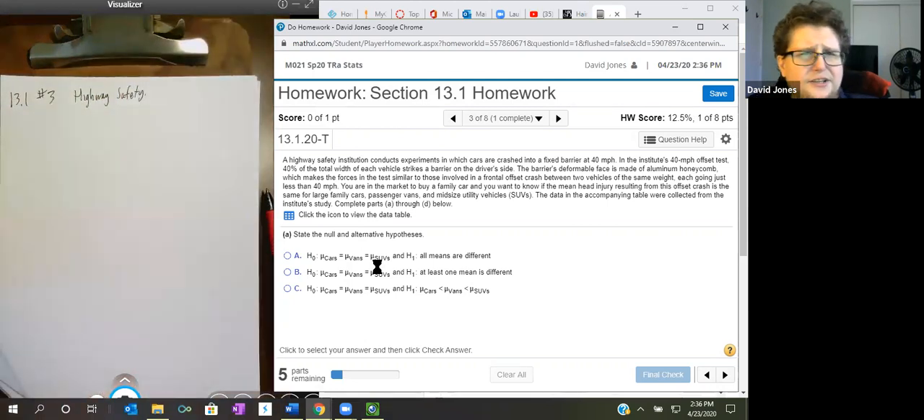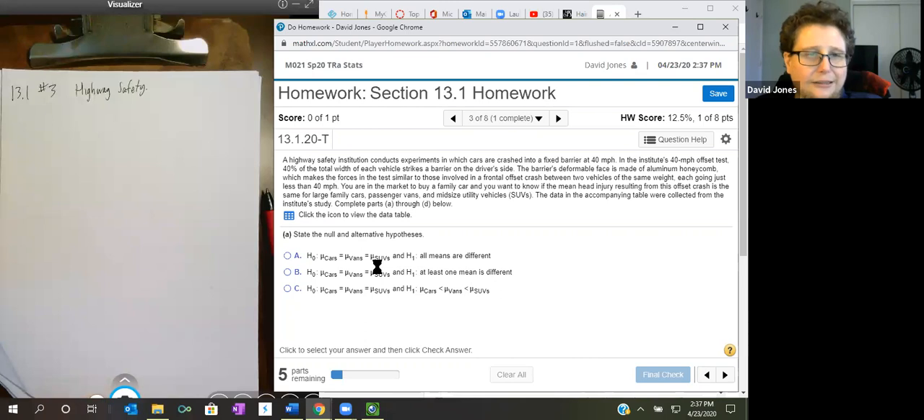The Highway Safety Institute conducts experiments in which cars are crashed into a fixed barrier at 40 miles per hour. In the Institute's 40-mile-per-hour offset test, 40% of the total width of each vehicle strikes a barrier on the driver's side. So they make the car hit the barrier with the same amount hitting the car and the barrier. The barrier's deformable face is made of aluminum honeycomb, which makes the forces in the test similar to those involved in a frontal offset crash between 2 vehicles of the same weight, each going just less than 40 miles an hour. This is all a bunch of science they did, figure this out.